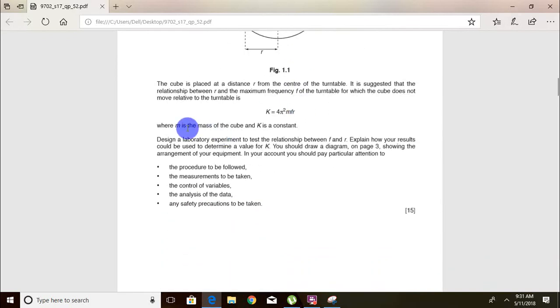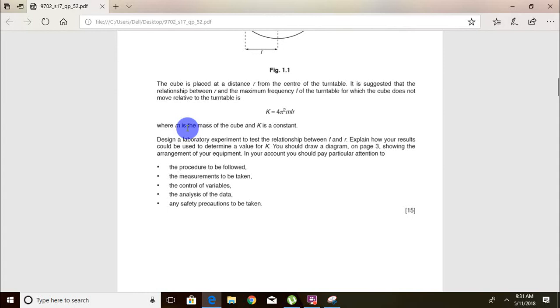m is the mass of the cube and k is a constant, so you automatically know that in this experiment you need to keep the mass of the cube constant for all repeats in order to get a fair comparison of r and f.